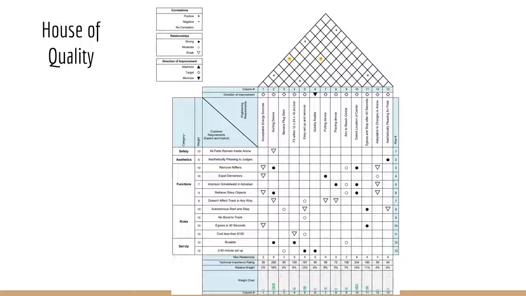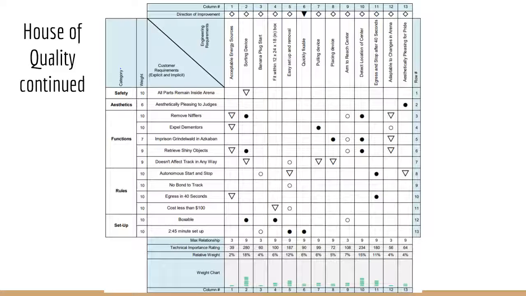Next, we begin our evaluation of the designs. To do this, we created a house of quality, which compares customer requirements to engineering requirements and generates a set of importance weights that we used in our evaluation matrix. From our house of quality, we found that the three most important engineering requirements were that the machine have an effective sorting device, that the machine be easy to set up and remove at the beginning of each round, and that the machine can accurately detect the location of the center.